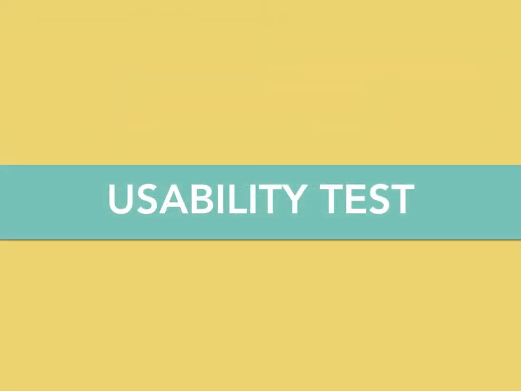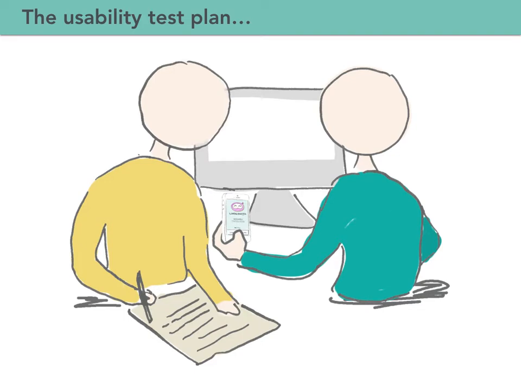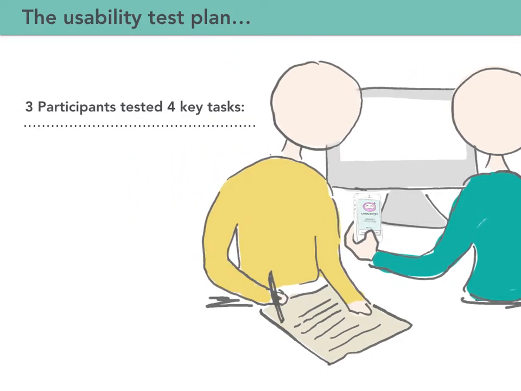Once the sketches were complete and I had a pretty good feel for how the user might approach the app, it was time to facilitate a usability test. For my usability test, I recruited 3 participants and had them perform 4 key tasks. First, onboarding and user registration. Interestingly enough, none of my participants clicked through the onboarding. They proceeded right to the registration.